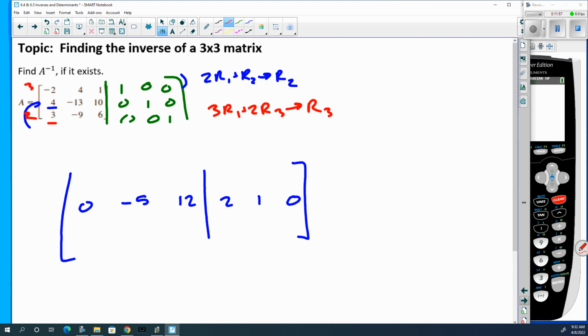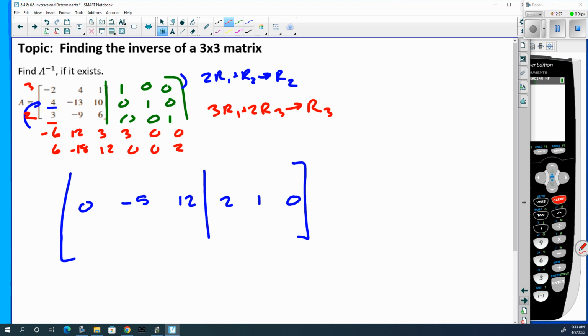Okay, so now multiplying in, 3 times negative 2 is negative 6. 3 times 4 is 12. 3 times 1 is 3. 3 times 1 is 3, and then 3 times 0 is 0. And then on the bottom row, 2 times 3 is 6. 2 times 9 is negative 18. 2 times 6 is 12. And then 2 times 0 is 0, and then 2 times 1 is 2. So now I'm going to add those together, and that becomes my new bottom row.